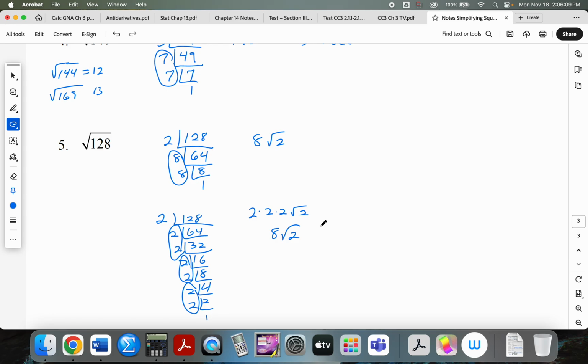All right, so this is a skill that we'll be using in this unit. So I'm going to have you practice that today, and then tomorrow we're going to get into the things we're going to be using that for.